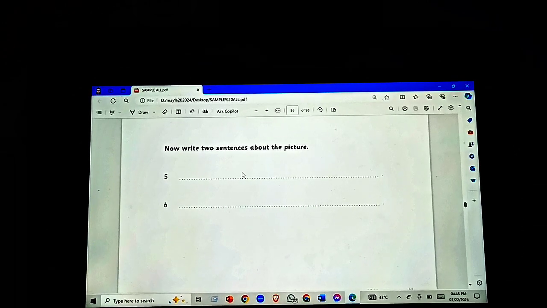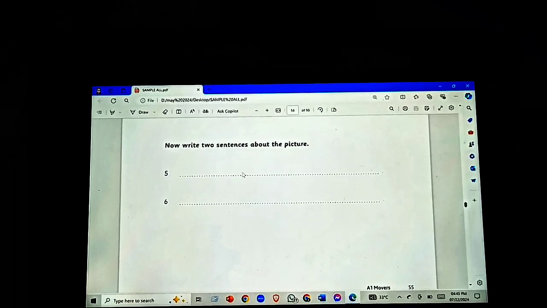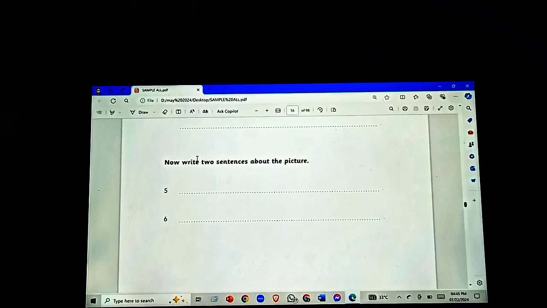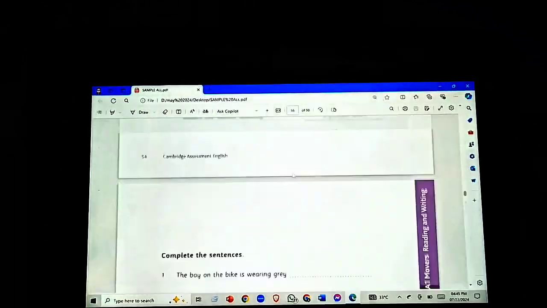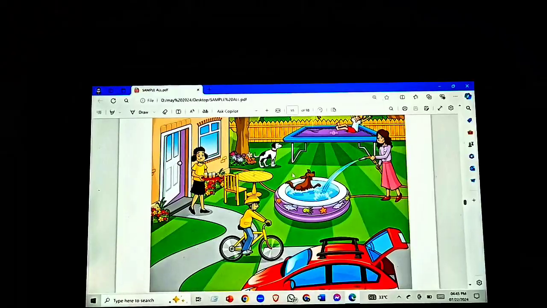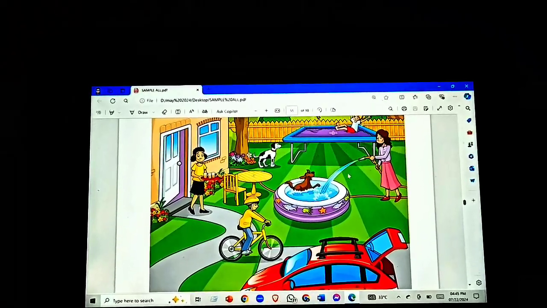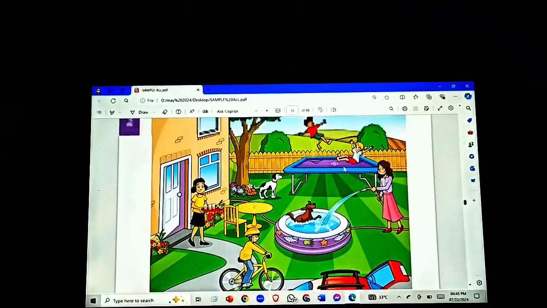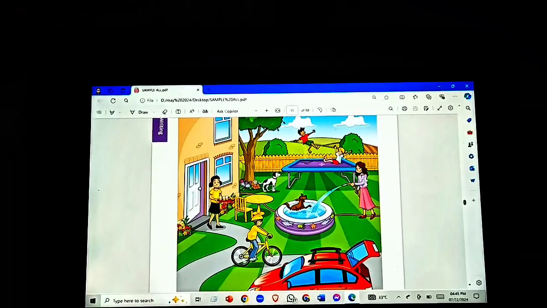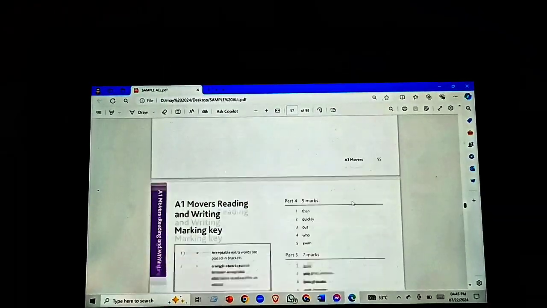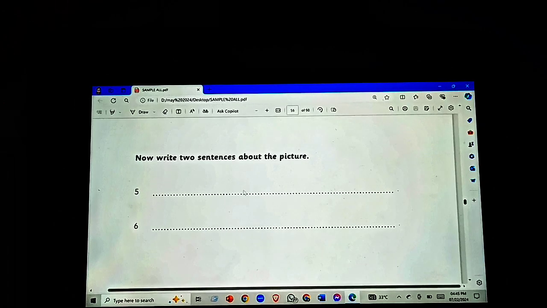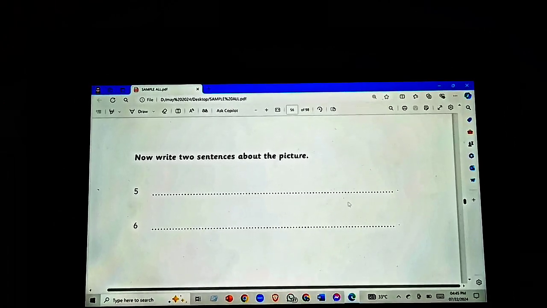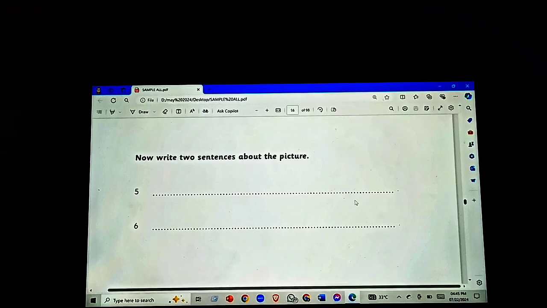Okay, these last 2 questions are really exciting. Let us read the question. Now write 2 sentences about the picture. So you have already seen the picture. Many people are doing many types of things. So basically you have to see the picture carefully, and then based on this picture you have to write 2 sentences. You can see there are 5 and 6 options. So you have to write 1 and 1, in total 2 sentences about the picture.